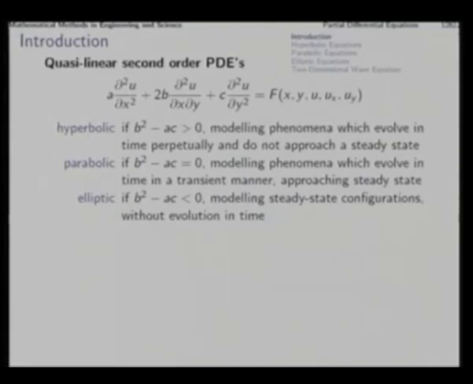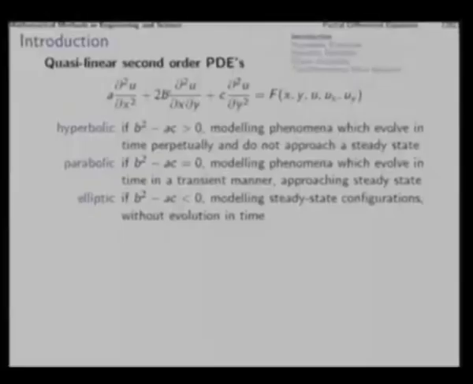It is also possible that the same differential equation is elliptic in some part of its domain, and parabolic or hyperbolic in some other parts of the domain. That will happen if a, b and c are not constants, but functions of x and y. In such situations, different segments of the domain can satisfy different conditions among these 3.